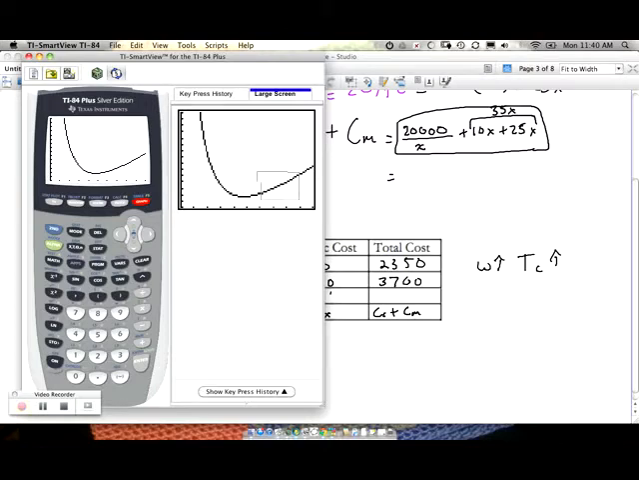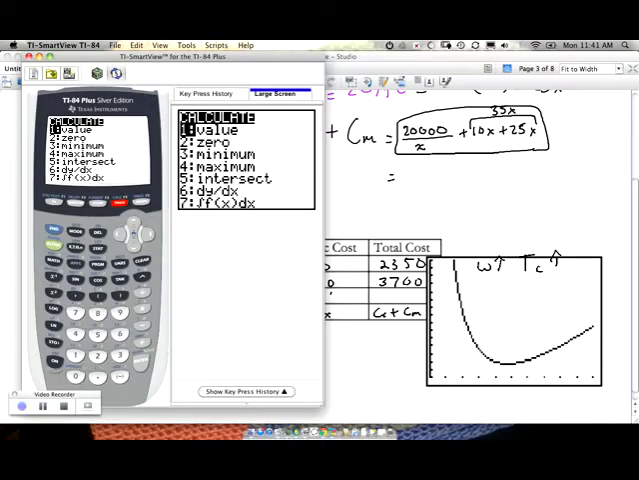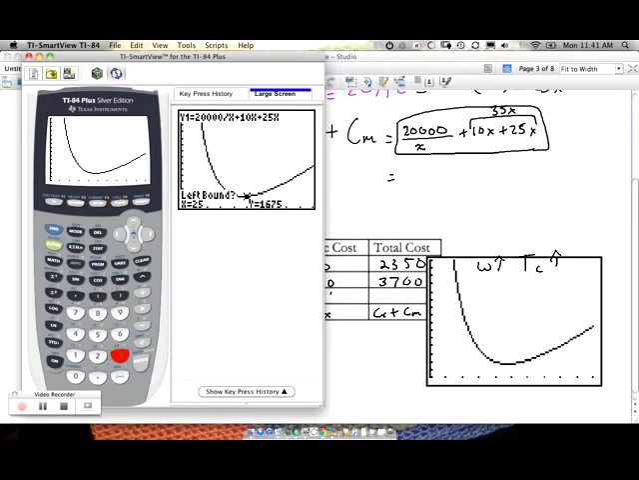Okay, so I'm going to go ahead and drag this picture in. You guys can kind of see what we're talking about. And then we're going to calculate that minimum value. So I go to second, calculate. We need a minimum, so I click on 3. And left bound, so just a little bit to the left of this. And then a little bit to the right of it. And in between. Let's see, so we're looking at 23.9045.